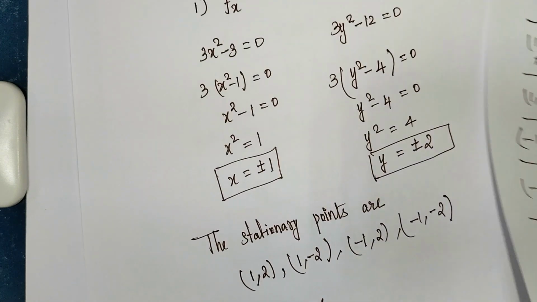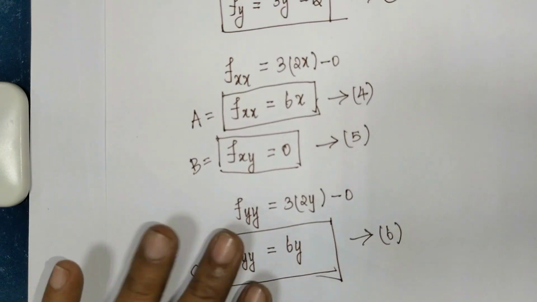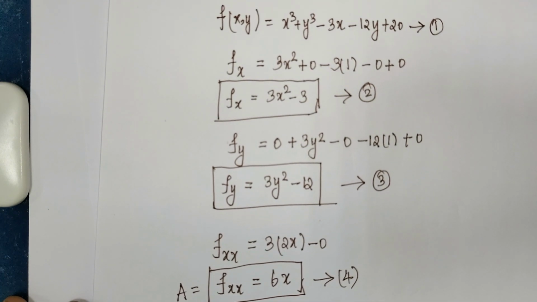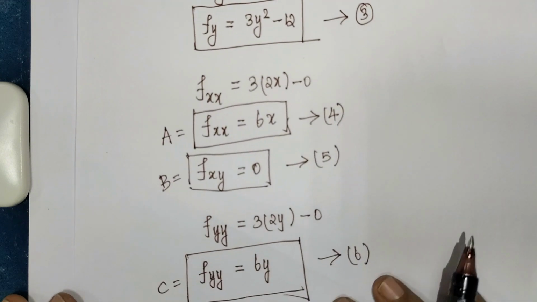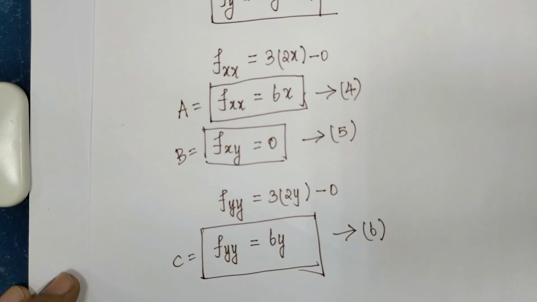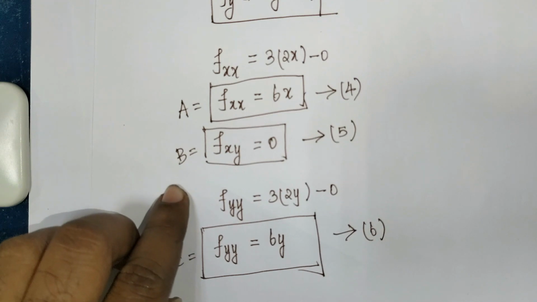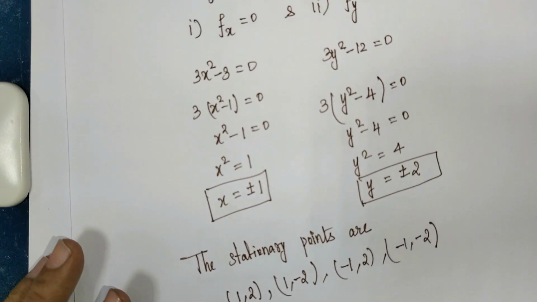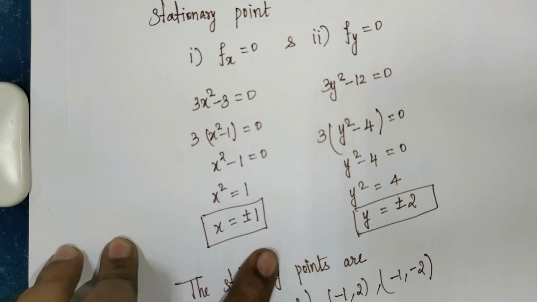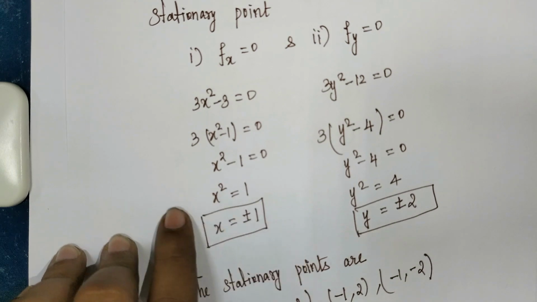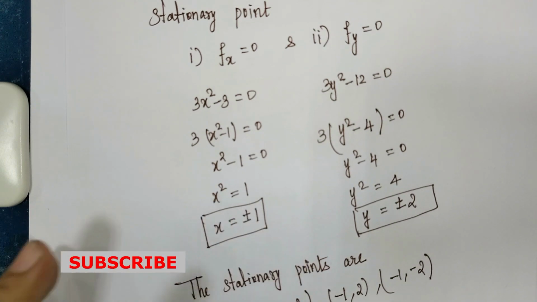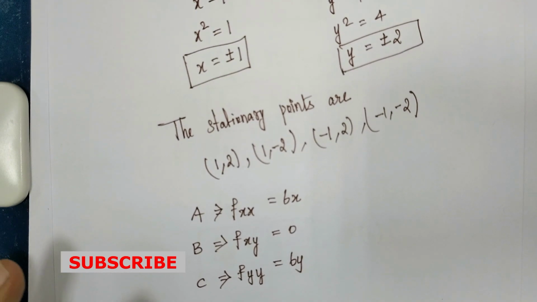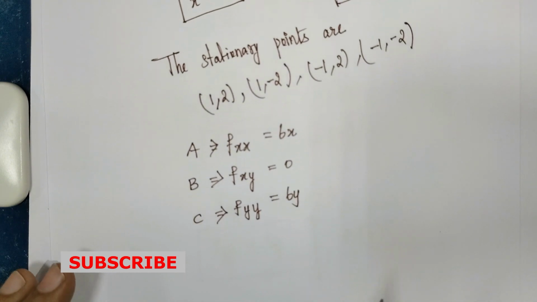Okay, so in this sum, first we identify the derivatives, first derivative and second derivative: fx, fy, and second derivatives fxx, fxy and fyy. This fxx we represent A, fxy we represent B, fyy we represent C. Next I identify the stationary point. The very simple one: fx equating to 0, fy equating to 0. These two equations I am equating to 0, I will get x and y values. Based on x and y we combine the points in terms of (x, y), that is your stationary point. Then A, B, C, already you know that.